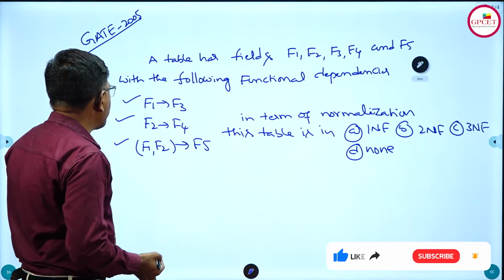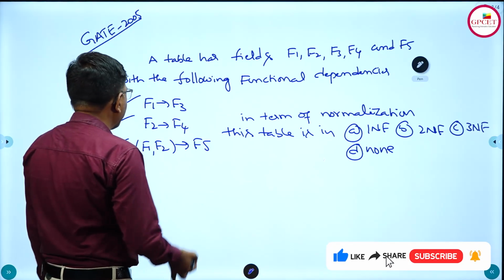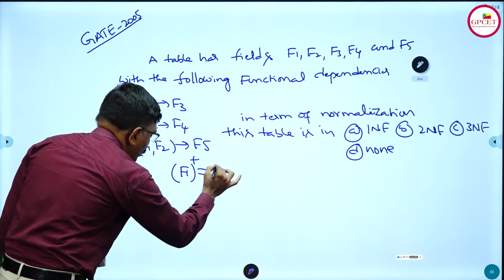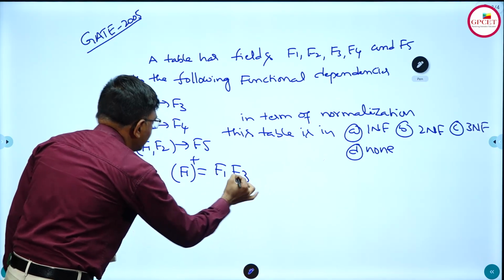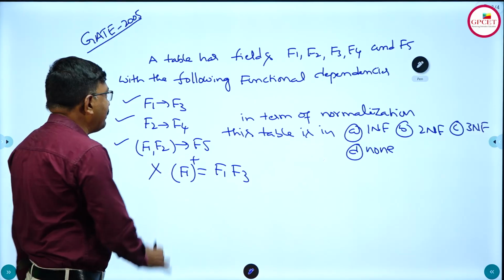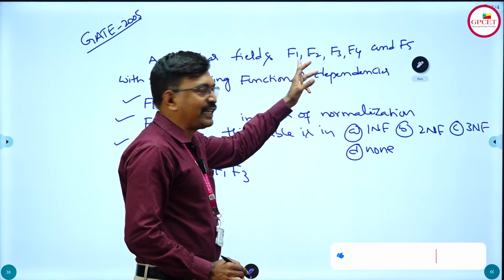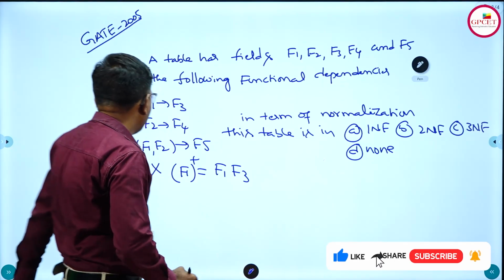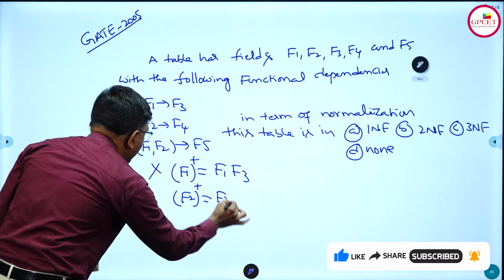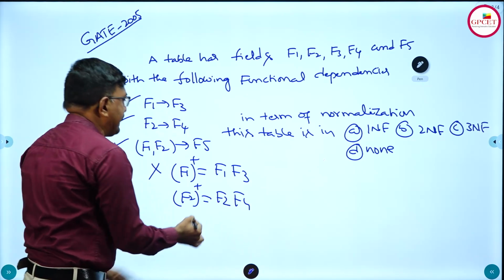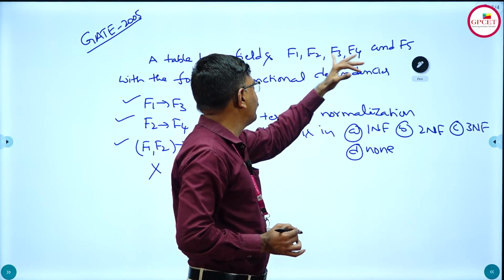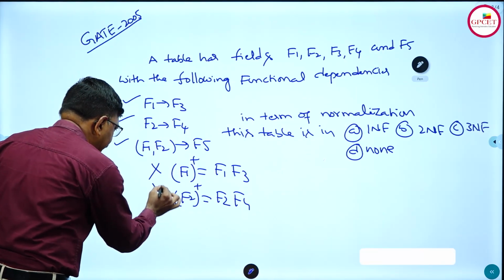Based on the functional dependencies, we first find closures. What is F1 closure? F1, F3. And here F1 is not a candidate key, because we cannot get the original attributes F1, F2, F3, F4 and F5. Whereas F2 closure is F2, F4. We can't get the original; only F2 and F4, and we miss the remaining values F1, F3, F5. That's why F2 is not a candidate key.